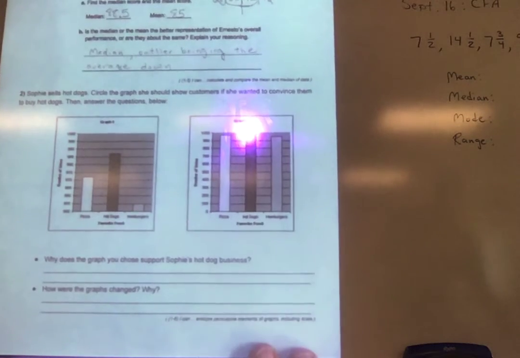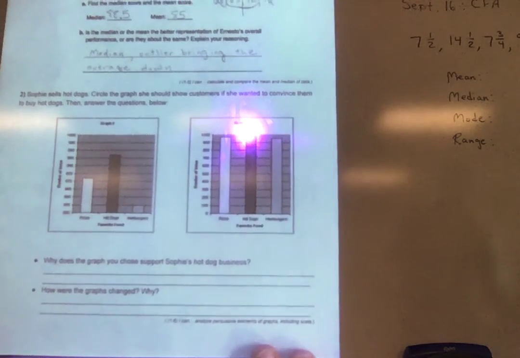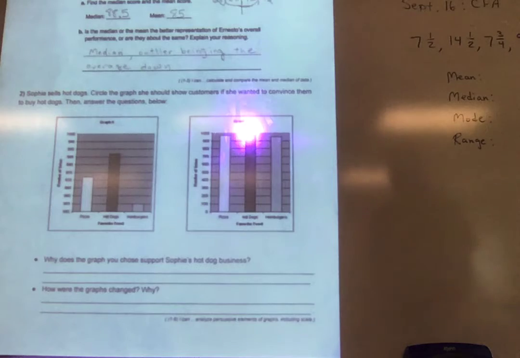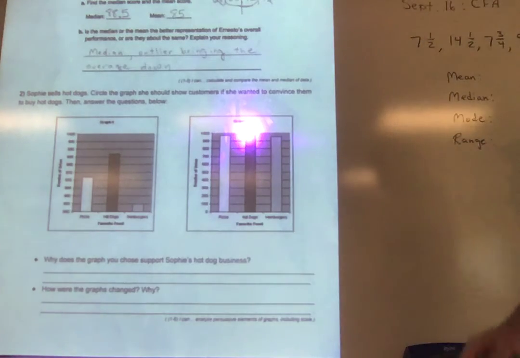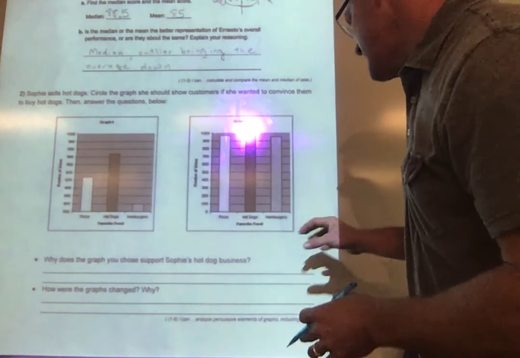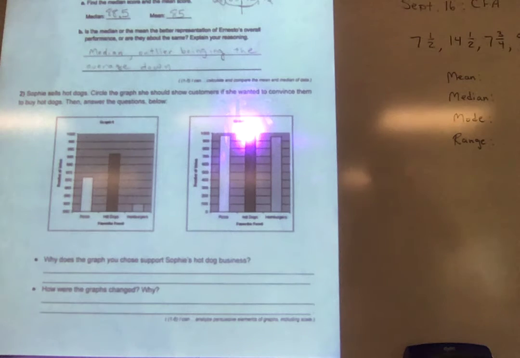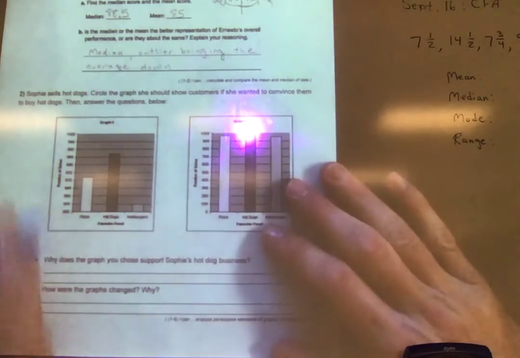Okay, number 2, Sophie sells hot dogs. We want to circle the graph that she should show customers if she wanted to convince them to buy hot dogs. The 2 different graphs talk about pizza, hot dogs, and hamburgers and what kids like the most. If she wants them to buy hot dogs, she's trying to persuade them, so she's probably going to show them this graph.